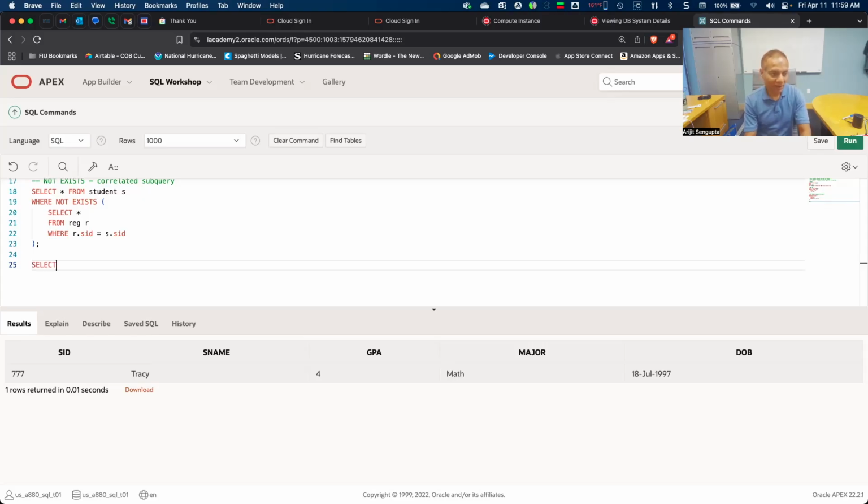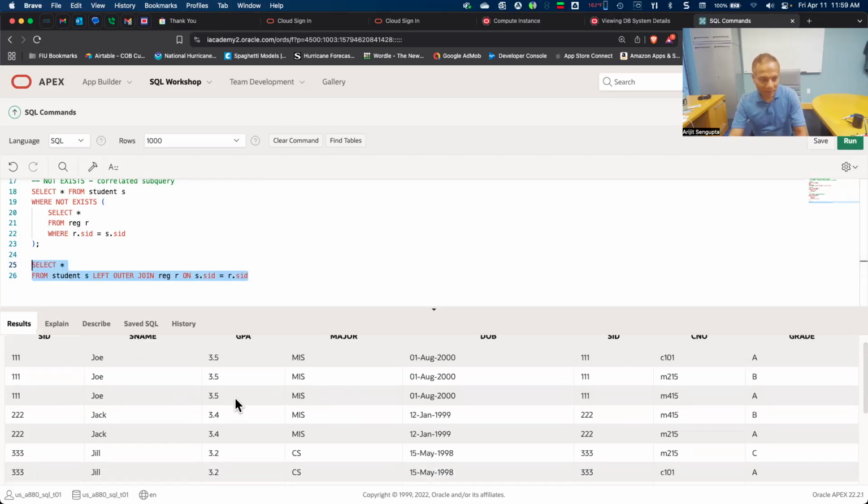Okay, select star. We'll just say star for now. From student S left outer join reg R on s.sid equals r.sid. Let's just do the left outer join and see what that gives us.